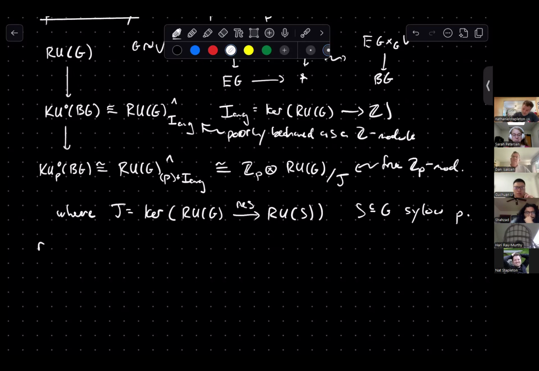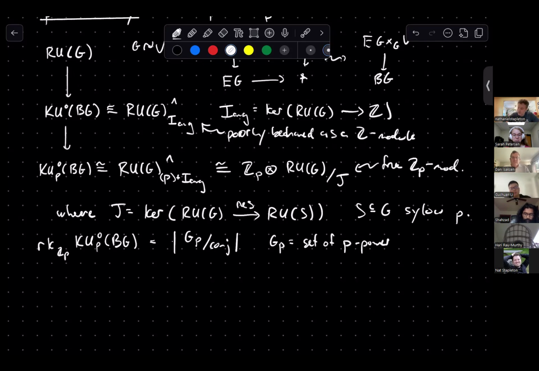So the rank as a ZP module of the p-adic K-theory of BG turns out to be the order of GP mod conj, where GP is the set of p power order elements in G. And there's another way to say what this is. It's the set that's going to be useful. It's the set of continuous maps from the p-adic integers into G.